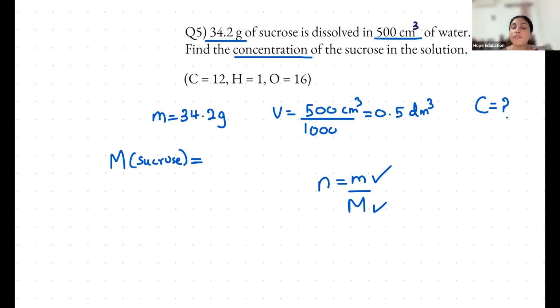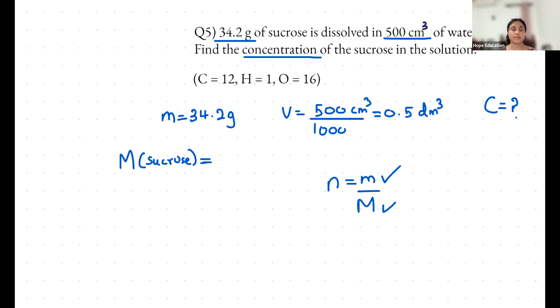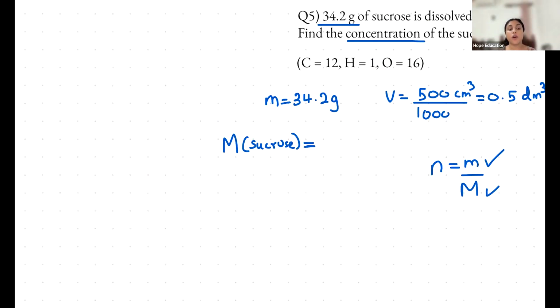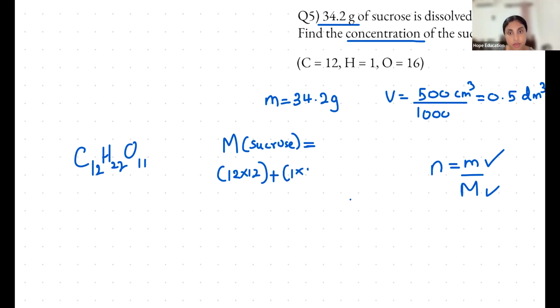Yes, what's the chemical formula of sucrose? Yes. All disaccharides have the formula C12H22O11. So we have to multiply this out. Now, the mass of one carbon is 12 and there are 12 such carbons, plus the mass of one hydrogen is 1 and there are 22 hydrogens. The mass of one oxygen is 16 and there are 11 oxygens.